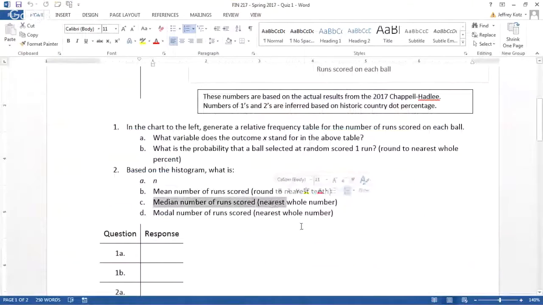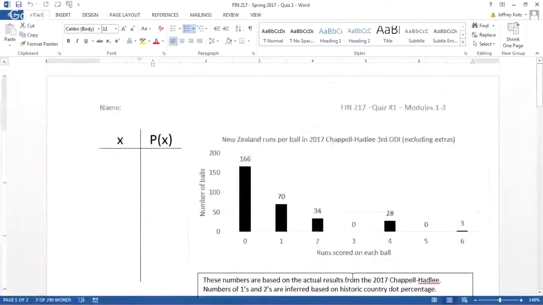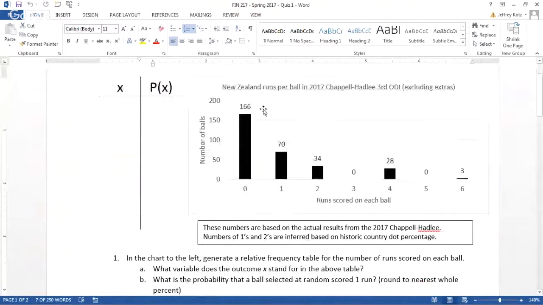Time to calculate the median number of runs scored by each team. Well, if there were 300 balls bowled to this team, 301, what we're looking for is the number of runs scored on the 150th highest ball, or 151st.